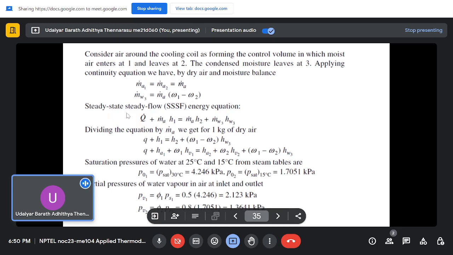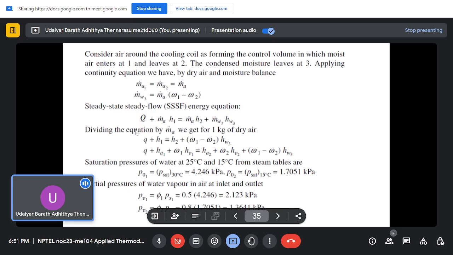So if you apply the steady flow energy equation, air is coming in at m dot a into h1, plus there is some heat Q which is rejected, and the exit is at m dot a h2 plus m dot w3 hw3. So this is the energy equation.